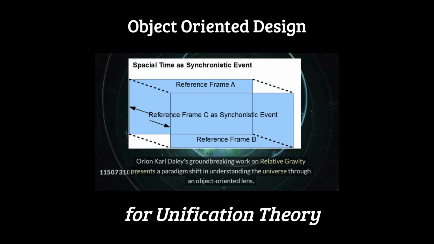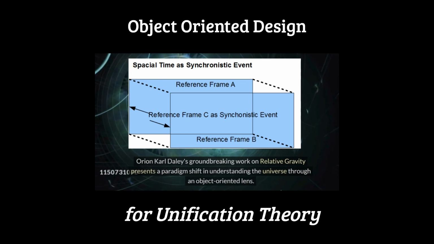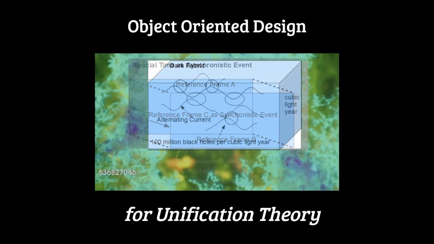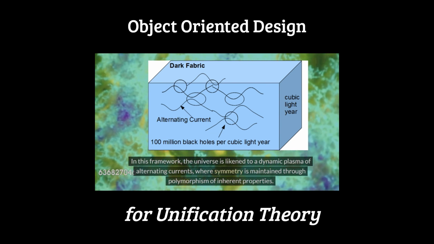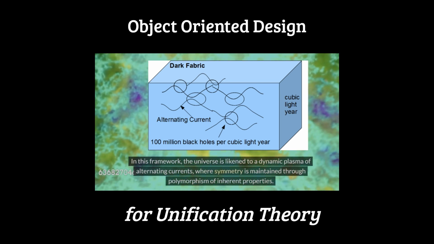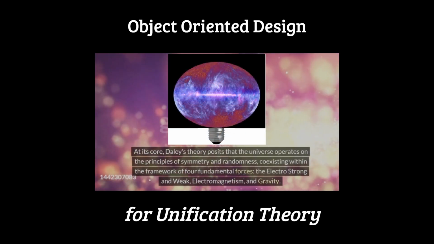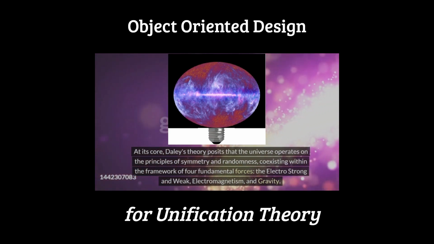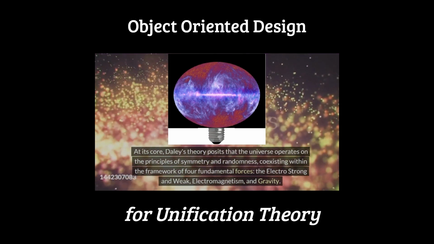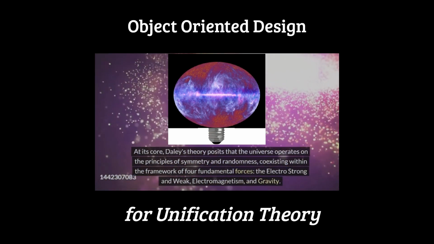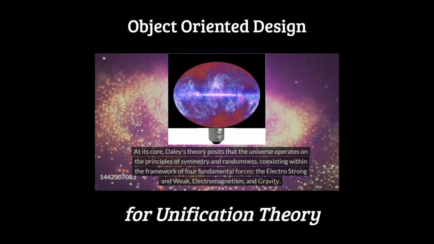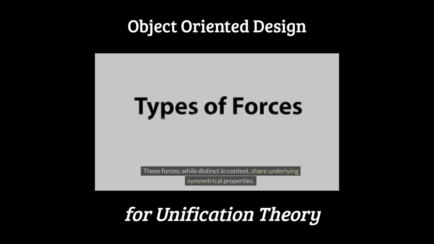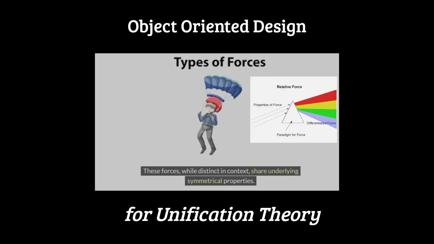Orion Daley's groundbreaking work on relative gravity presents a paradigm shift in understanding the universe through an object-oriented lens. In this framework, the universe is likened to a dynamic plasma of alternating currents, where symmetry is maintained through polymorphism of inherent properties. At its core, Daley's theory posits that the universe operates on the principles of symmetry and randomness, coexisting within the framework of four fundamental forces: the Electro Strong and Weak, Electromagnetism, and Gravity. These forces, while distinct in context, share underlying symmetrical properties.